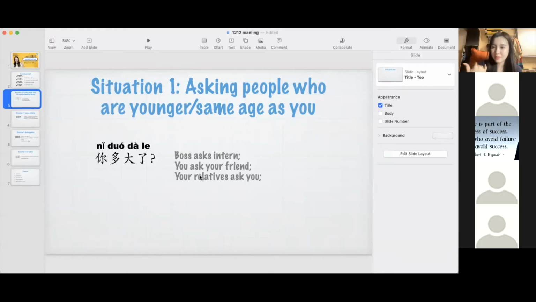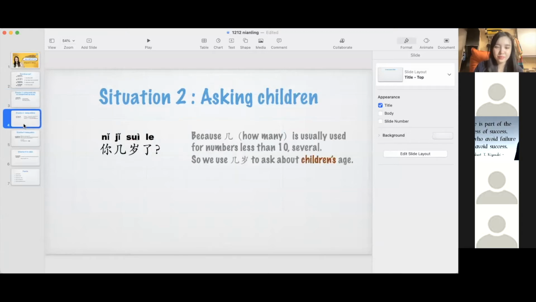Apparently you are friends and you are pretty young. You can say 你多大了? Or your relatives ask you. Usually your aunts or uncles ask you, or you ask your nephew, your younger generation, 你多大了? This is for asking people who are younger than you or the same age as you, like friends. It's a really casual situation.